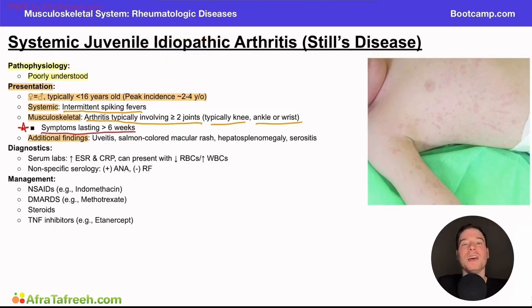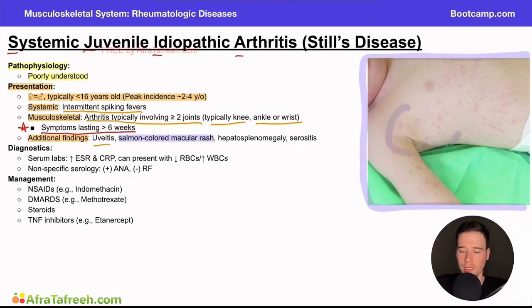Again, this is not the kid that fell at recess and scraped his knee and now he has knee pain. This is somebody who has had arthritis for several weeks now, or maybe even months before they present to their doctor. And finally, some of the additional findings that we can see in these patients include uveitis, so that's inflammation of the uvea in the eyeball, this salmon-colored macular rash, which we can see right here on this patient. You can appreciate the color here, right? It's like these bright pink macular rash appearance, bright pink kind of salmon appearing rash that the patient has all over their body.